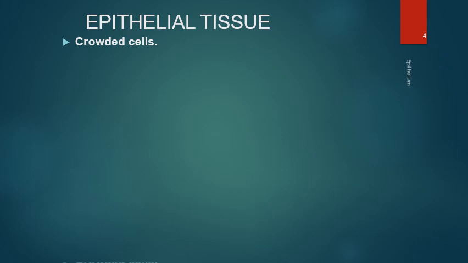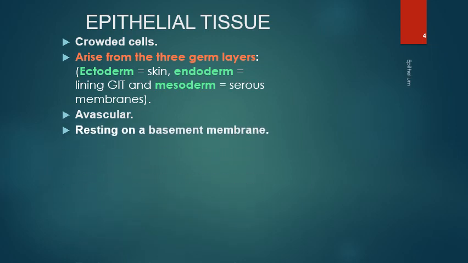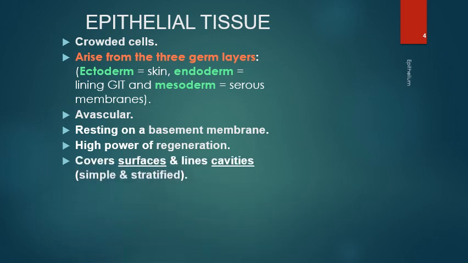The general characteristics of the epithelial tissue: they are crowded cells, arising from the three germ layers, which are the ectoderm, endoderm, and the mesoderm. This again shows that the epithelium is widely distributed. The epithelium is avascular, takes its nutrition by diffusion from the surrounding tissues, which is usually the underlying connective tissue. It rests on a basement membrane. It has a high power of regeneration in order to replace the shed superficial epithelial cells.